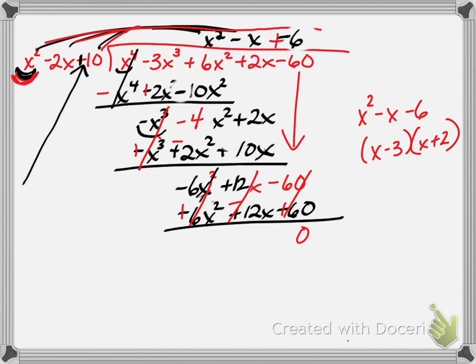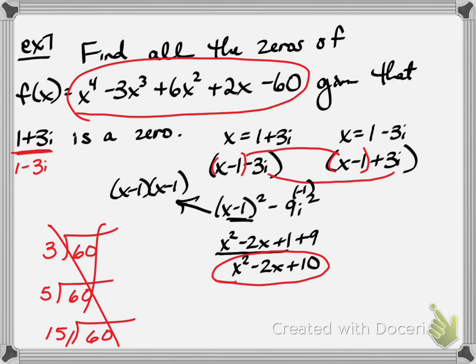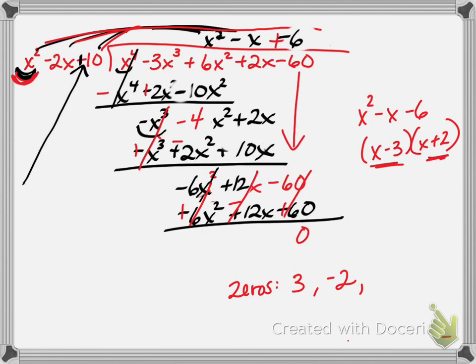So the directions: find all the zeros. Well, we got a positive 3, a negative 2, and from the other page, we had 1 plus 3i and 1 minus 3i. And those are our zeros. Sorry, I messed up the long division.